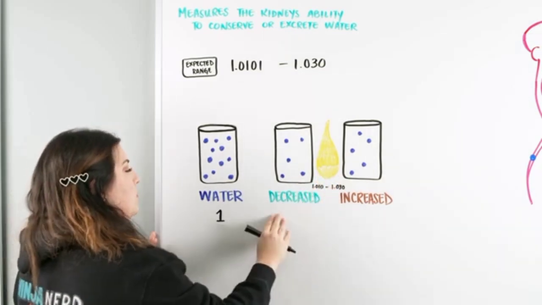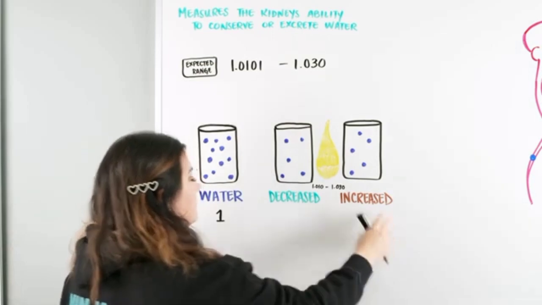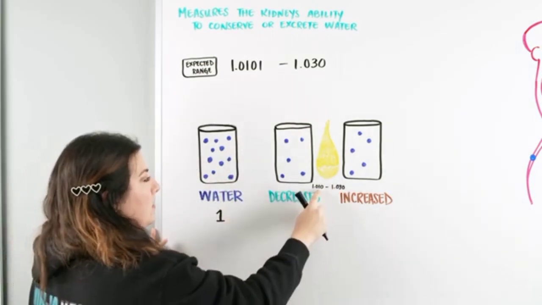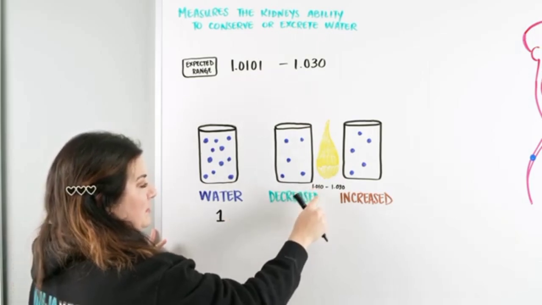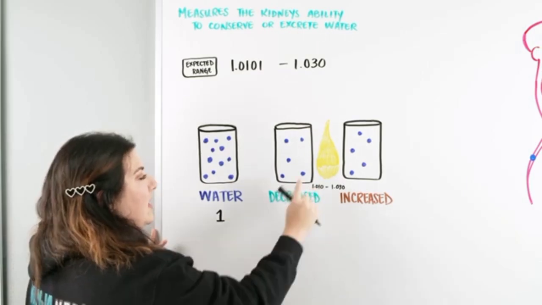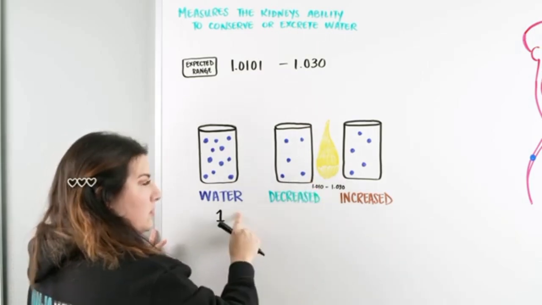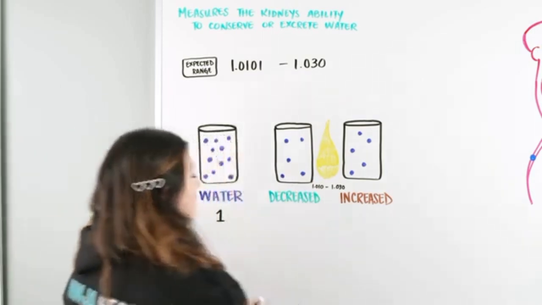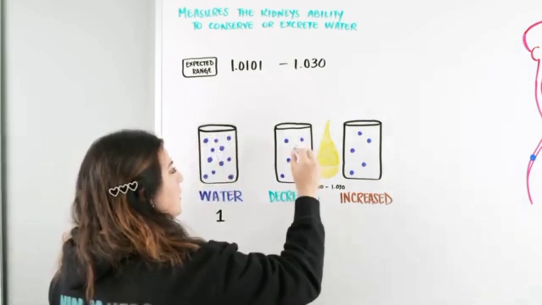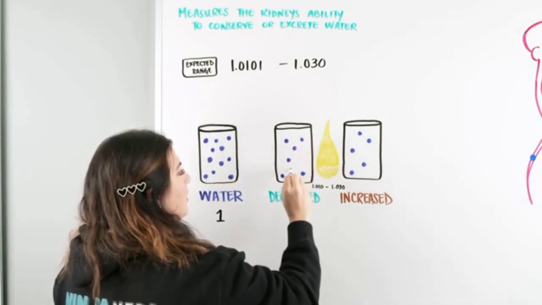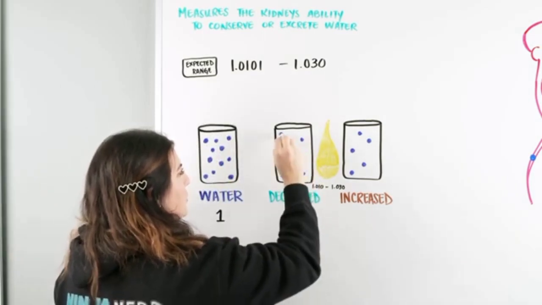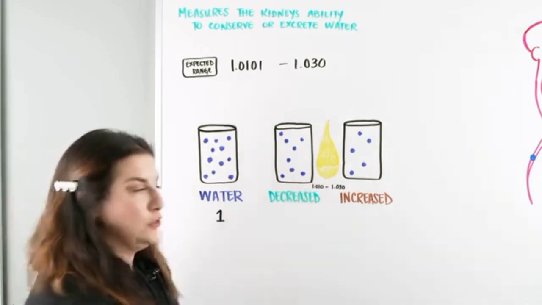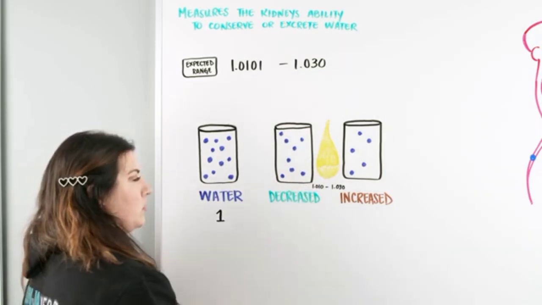So we can either have decreased or increased. Again, let's think about water. If water is 1 and anything less than 1.010 is considered decreased, it means we're getting closer to water, so we have more water molecules in here. When we're talking about decreased, we're looking at something that has a little more water, so this urine has a little more water in it, and it's a little more dilute. Decreased is closer to water.